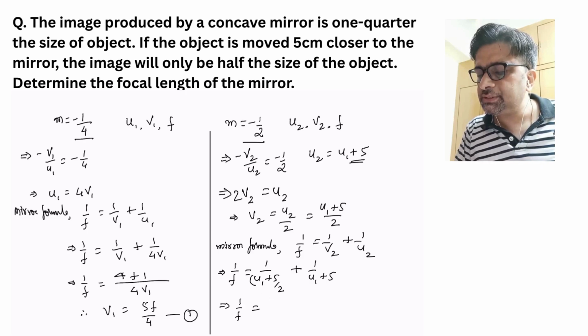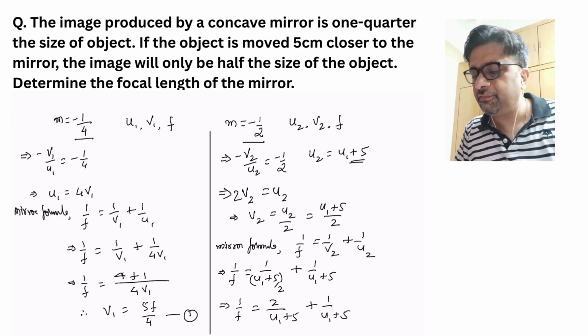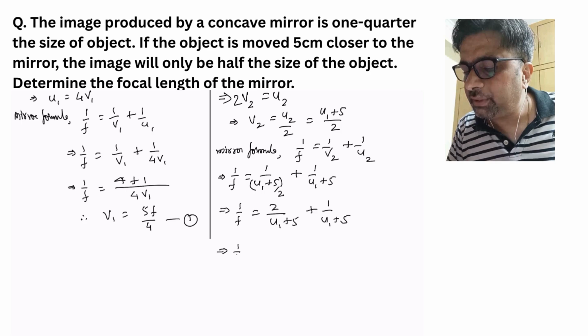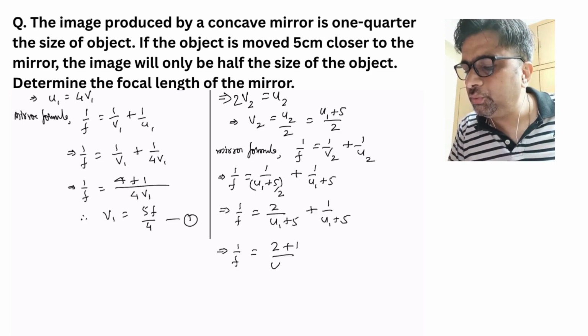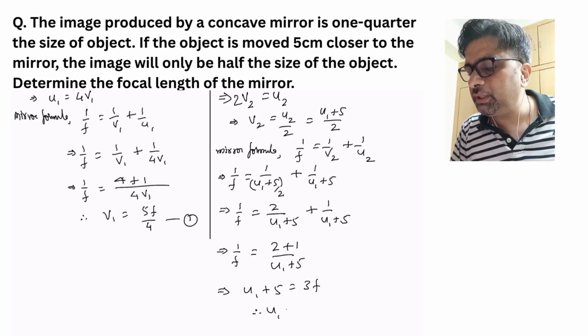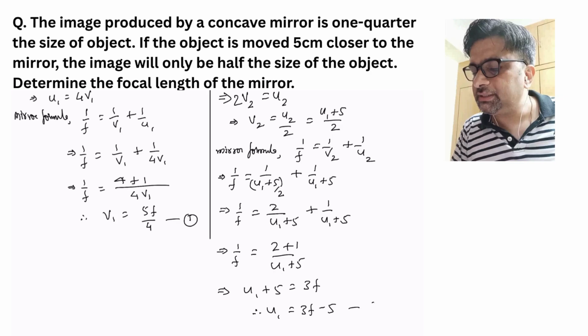and that gets us 1 by f is equal to, we have it this way, so it's 2 by u1 plus 5 plus 1 by u1 plus 5. That gets us 1 by f is equal to 2 plus 1 by u1 plus 5, and that gets us u1 plus 5 is equal to 3f, and therefore u1 is equal to 3f minus 5. Let us mark this as equation 2.